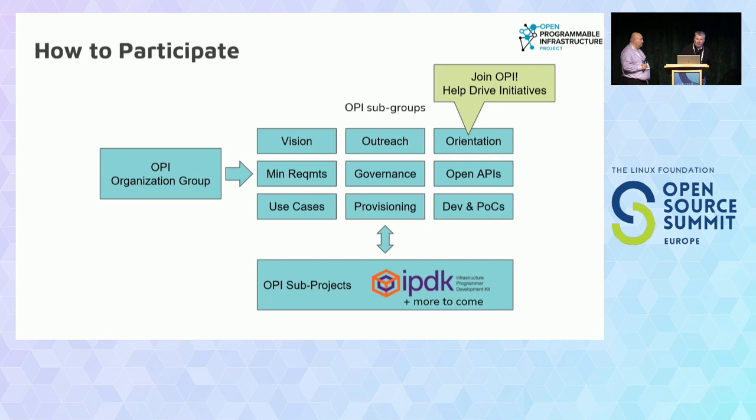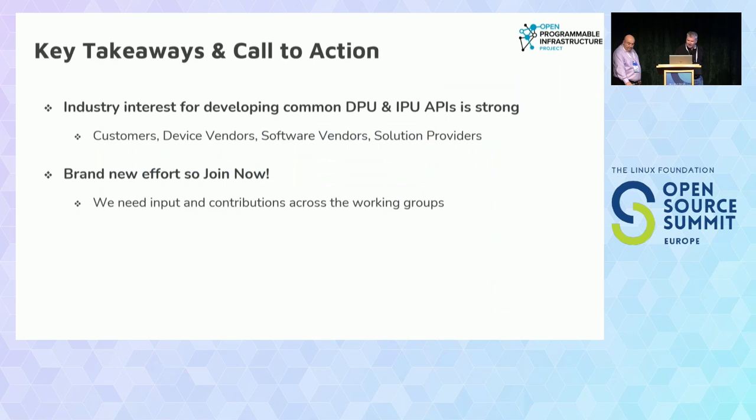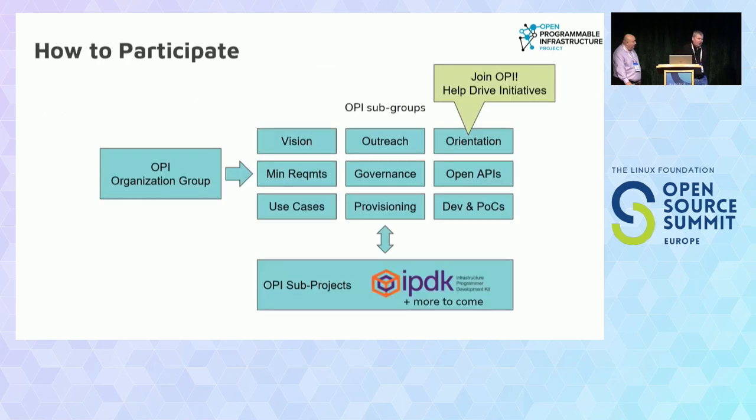Okay, so how do you participate? Well, join the project. There's an orientation work group that you can access through the website and through GitHub. We've got all the links for that in a couple of minutes. Join the Slack channels and the mailing lists, so it's very easy to onboard yourself and get involved. Understand the areas that are important to you and your companies, so please have a look around and see what is of interest to you.